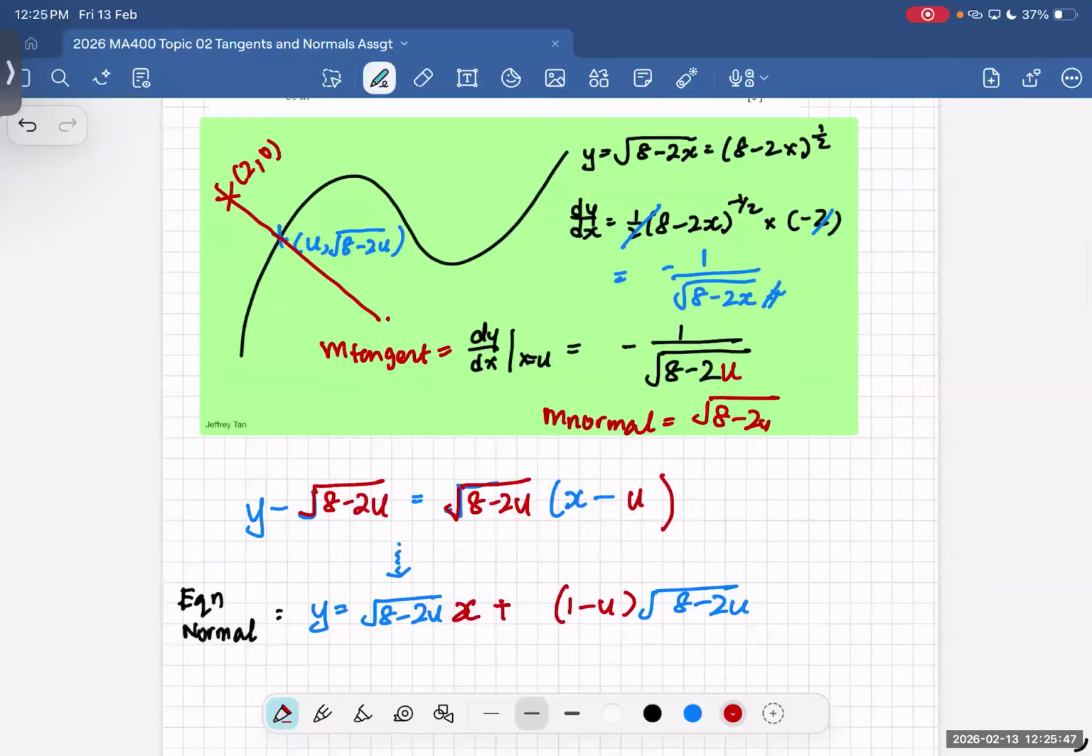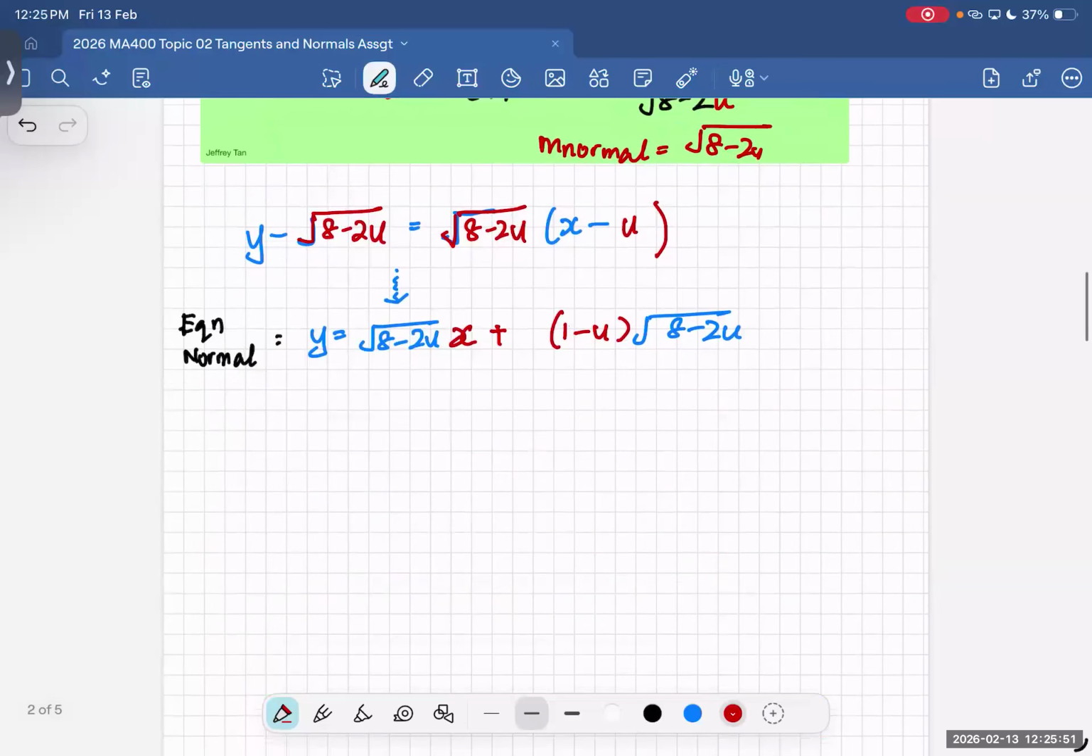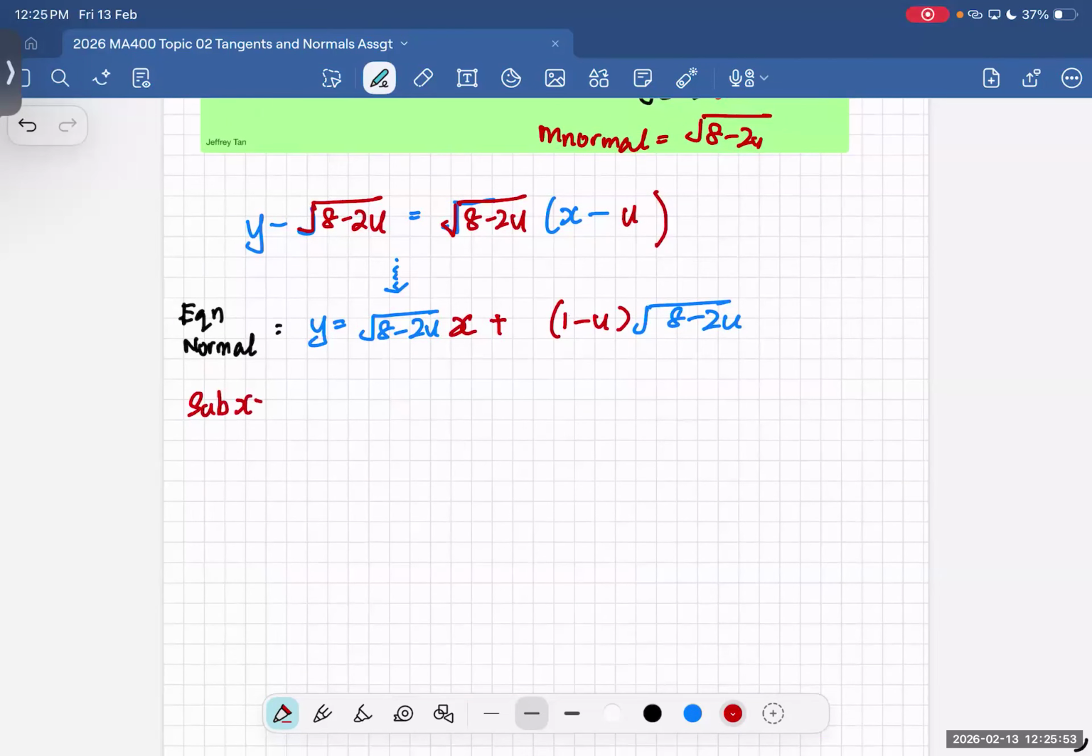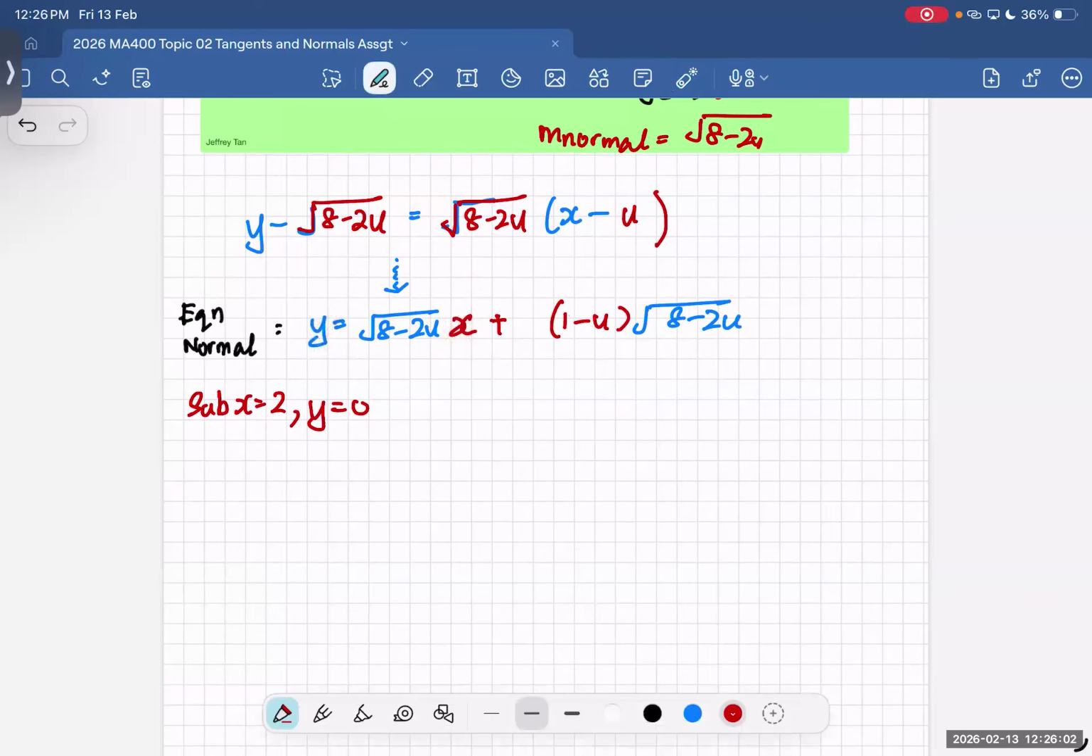What's the next step? Sub x equals to 2, y equals to 0. Look at this equation. Sub y equals 0, x equals 2. Now after that, you sub in: 0 equals to square root of 8 minus 2u times 2, plus 1 minus u times square root of 8 minus 2u.